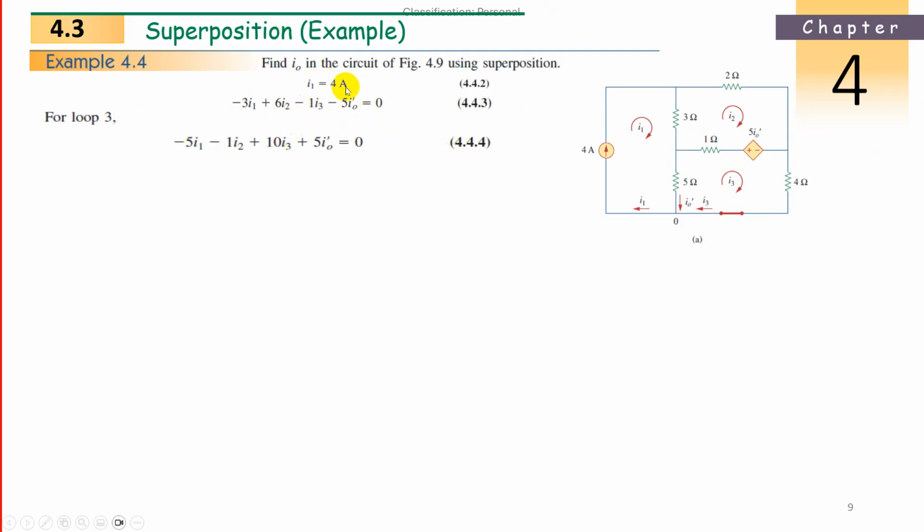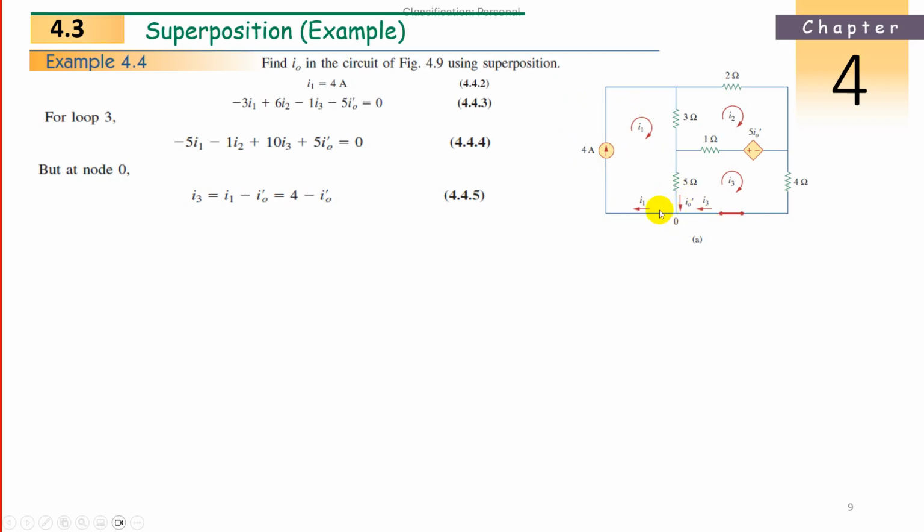Now substitute I1 is equal to 4 in these equations, and we can simplify. Still, how many unknowns do we have? I2, I3, I0 dash. We have two equations and three unknowns. Can we solve it? No. We need a node equation also, because we have a super node here. KVL is already done for the super mesh, so we need KCL also at this super node, that is this 0 node.